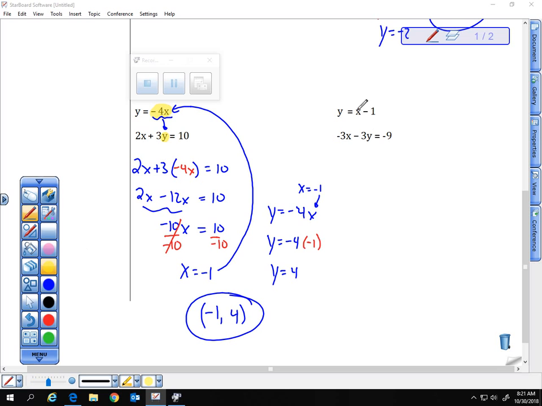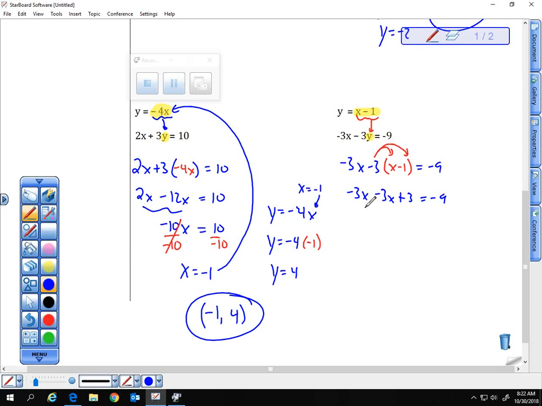Alright, this one here, the y value is an expression: x minus 1. So I'm going to replace that y value with x minus 1. So negative 3x minus 3 times the y value, which again is x minus 1, equals negative 9. Now here's the tricky part. I have to distribute not only the 3, but the minus sign that is attached to the 3. So I will have a minus 3x, and a plus 3. A minus 3 times a minus 1 is a plus 3, equals negative 9.